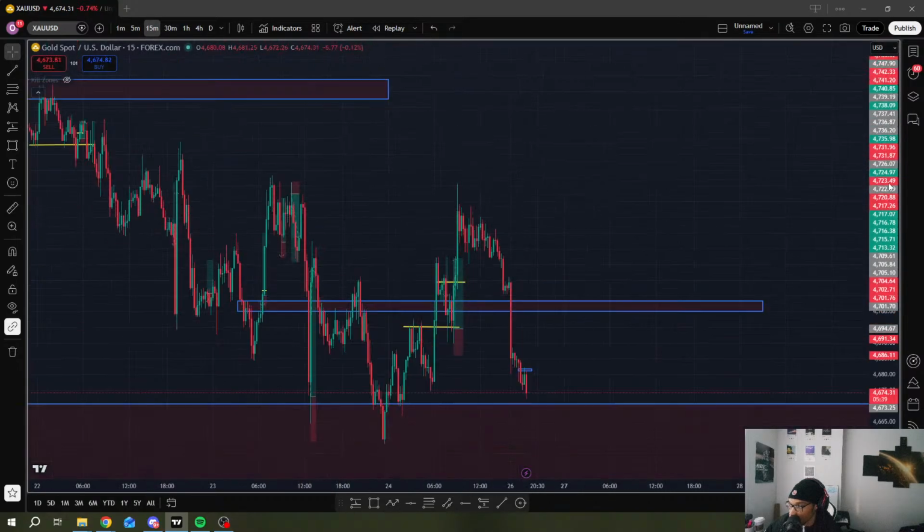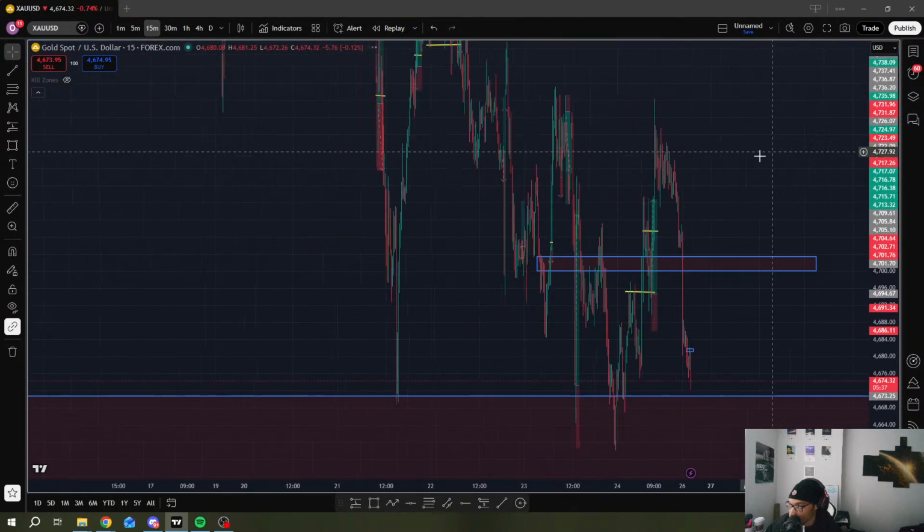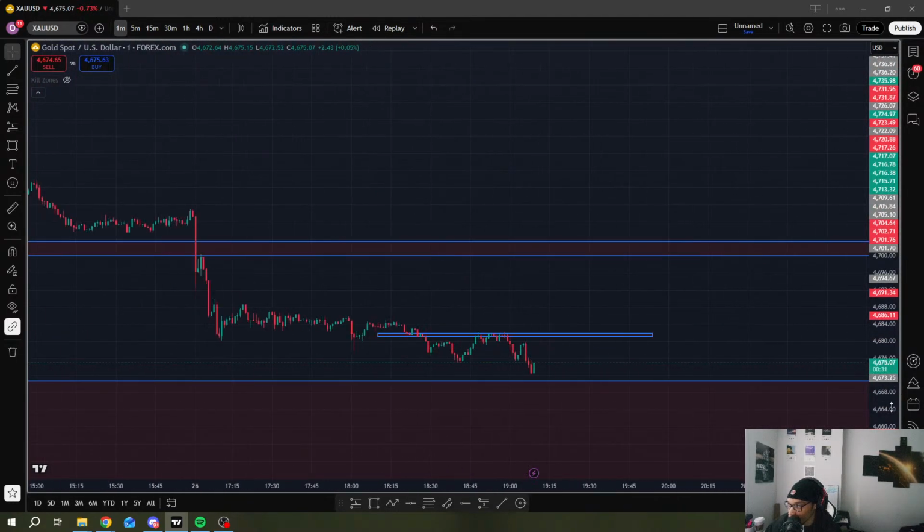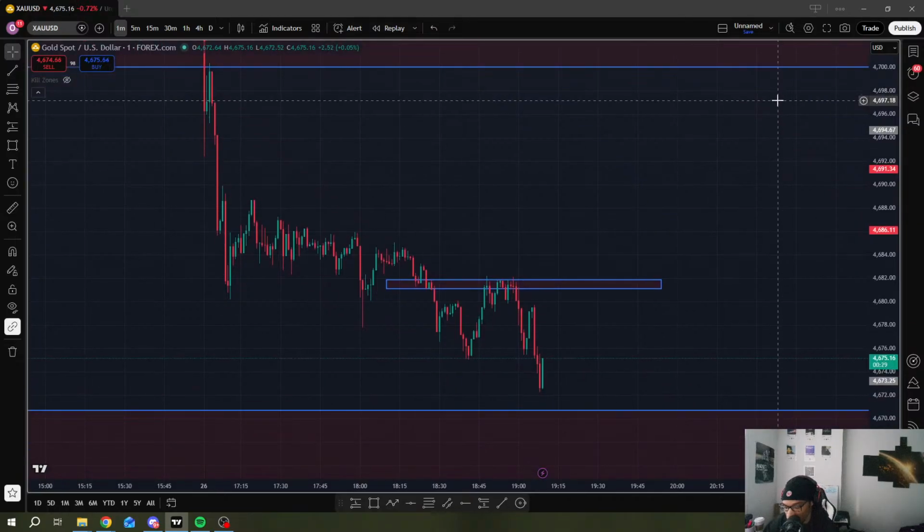On a 15-minute, we got a little rejection here. Let's look at what the 1-minute is doing. The 1-minute is formulating that little rejection there, right? So on a 1-minute, we're rejecting, but we don't know if we're going to reject too strong.